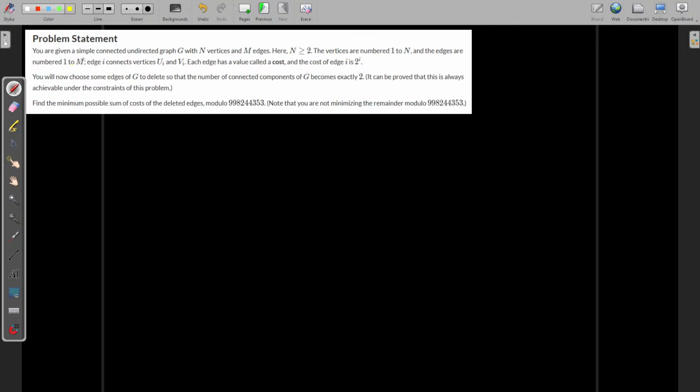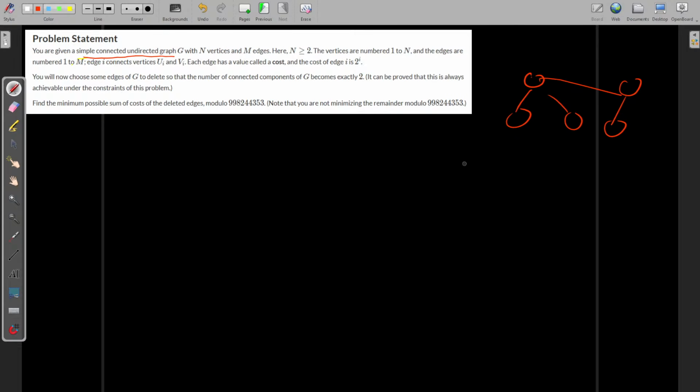You are given a simple connected undirected graph. So that means the whole graph is connected. It is not like there are separate components. Okay, the whole graph is connected. So something like this. And the edges are not directed, they are undirected. You can travel in both the directions.